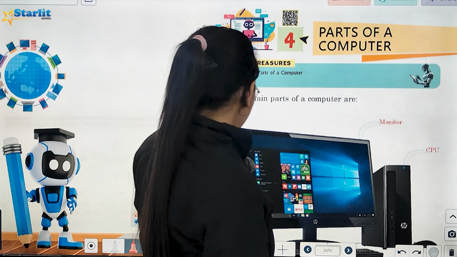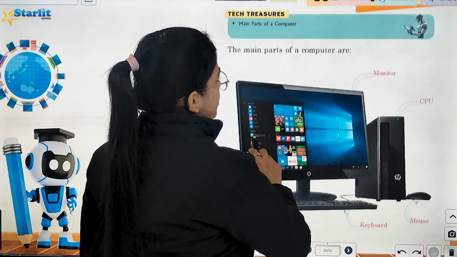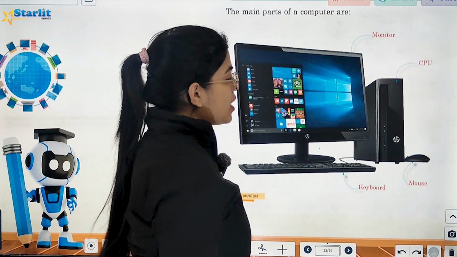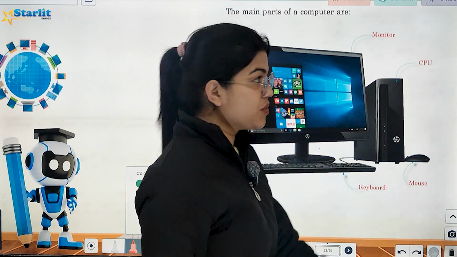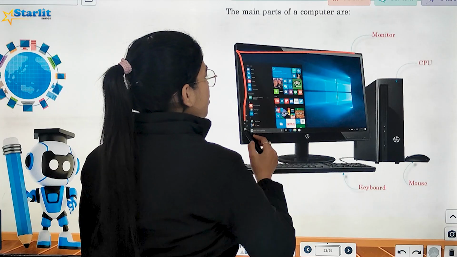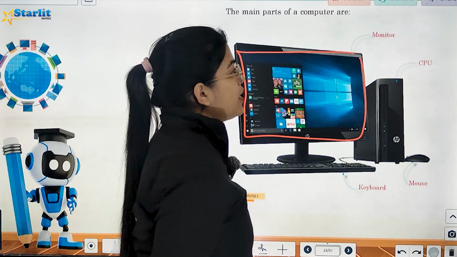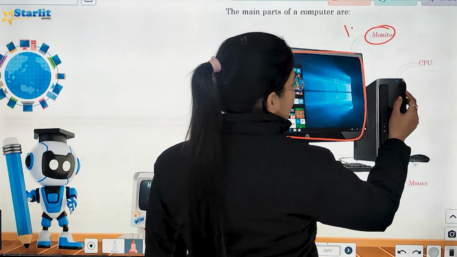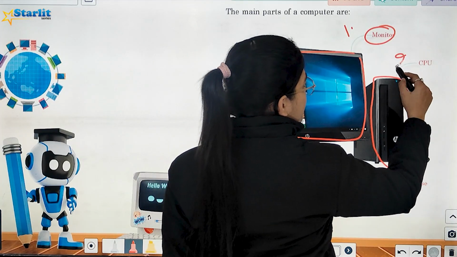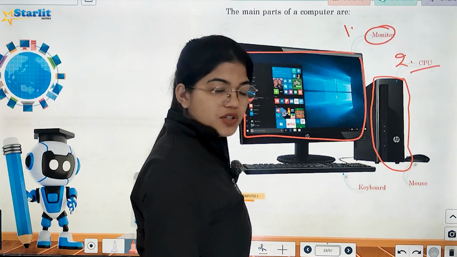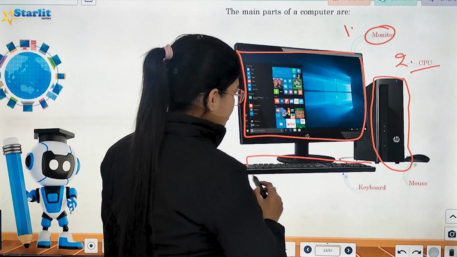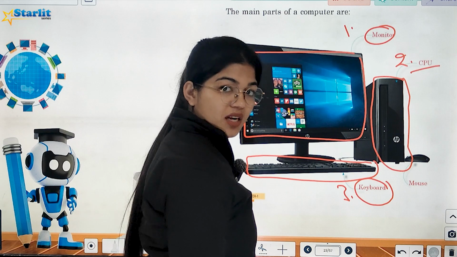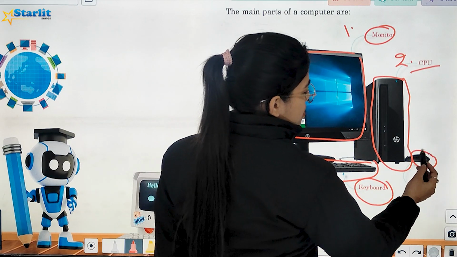See, students, they have given you a picture over here, in which they have shown you some main parts of a computer. So basically there are 4 main parts of a computer. First of all, the screen known as monitor. Alright, so this is monitor, number 1 main part. Second, we have the CPU. Alright, this is a second main part of a computer. Third, we have this keyboard. Keyboard आपका third part है, computer का main part. And the fourth, this is mouse.